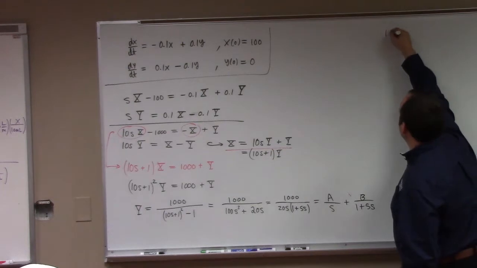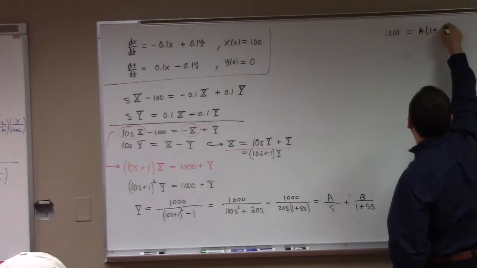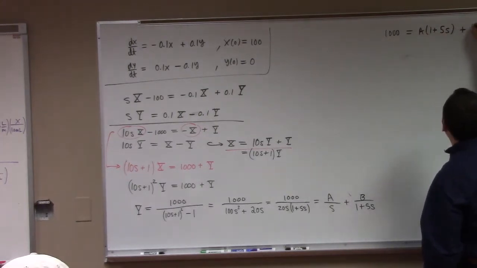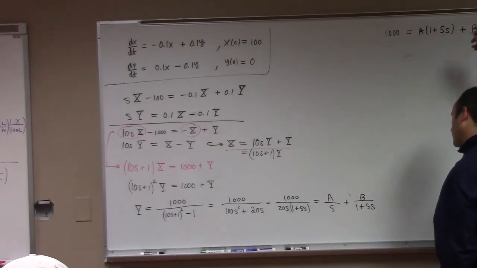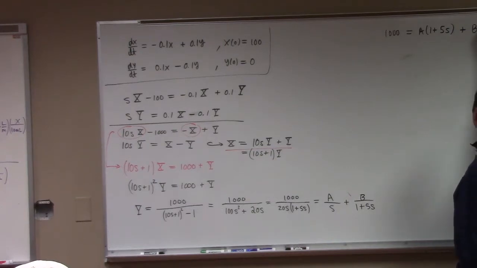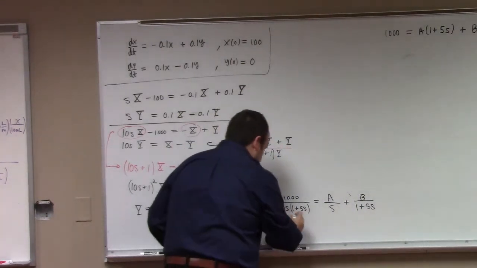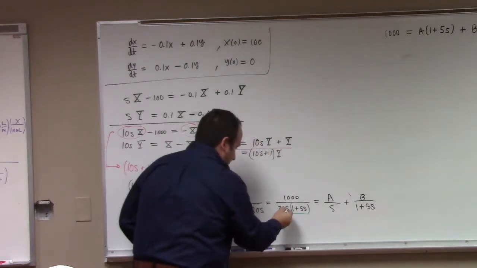So what do we got? We got 1,000 is A times (1 plus 5s) plus B times s. Gotta be careful here. I just multiplied by s times (1 plus 5s). So if I do that, I don't have 1,000 on the other side. What do I have? Think about it, guys. I just multiply both sides by just this, right? So this is left over.